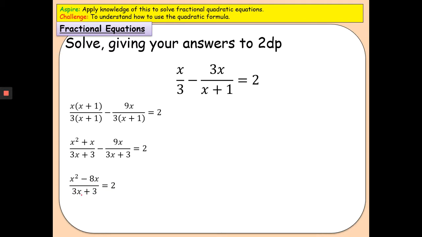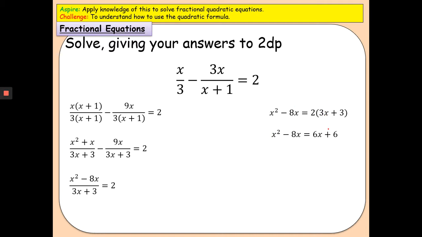Right, we need to somehow get rid of this 3x plus 3 on the bottom. Because it's on the bottom, it just means that x squared minus 8x is being divided by 3x plus 3. So what's the opposite of dividing by 3x plus 3? We need to times by it. So if we times this left-hand side by 3x plus 3, it's going to get rid of it. And we're going to write on the right-hand side that we've got 2 times by 3x plus 3. Next step, we need to expand that bracket. So you're going to end up with 6x plus 6.